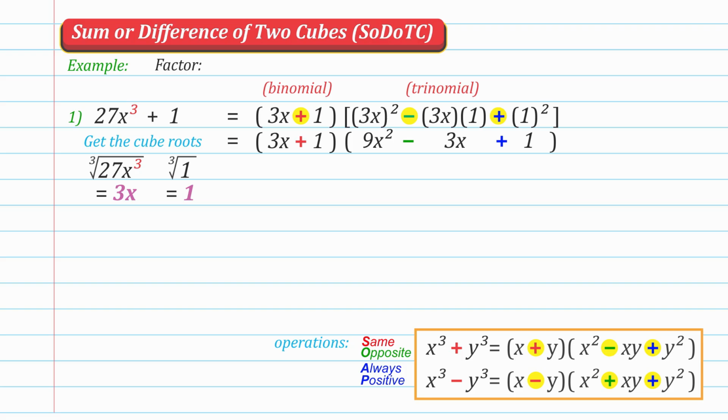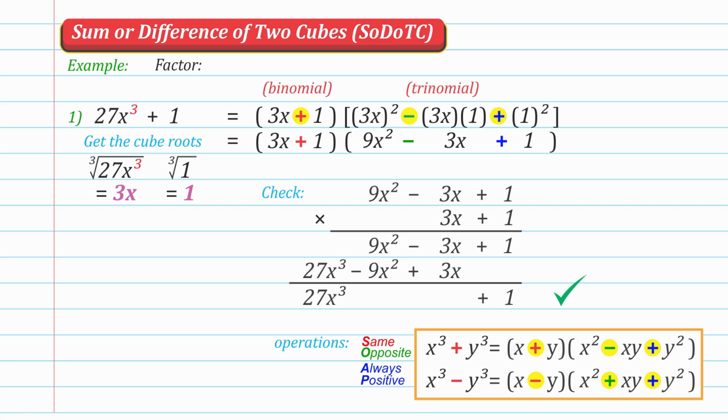But of course, we shouldn't forget to check our answer. So that's step 3. We can do that by multiplying the factors. The vertical method of multiplying polynomials is used. Notice that only 2 terms will remain and equal to the original binomial 27x³ plus 1. Thus, our factors are correct.